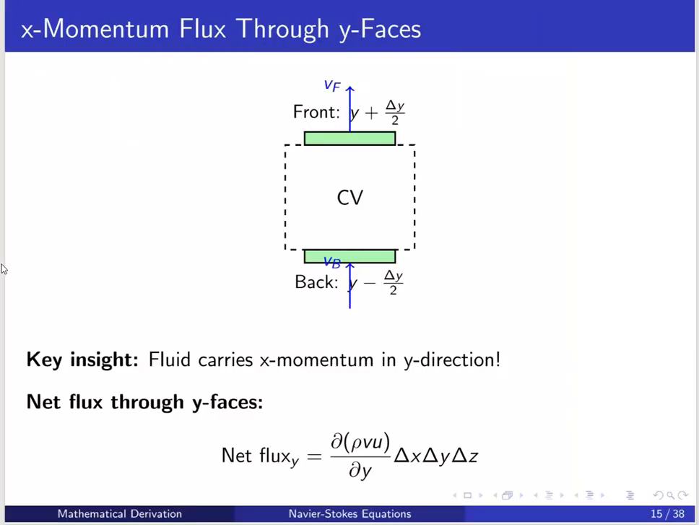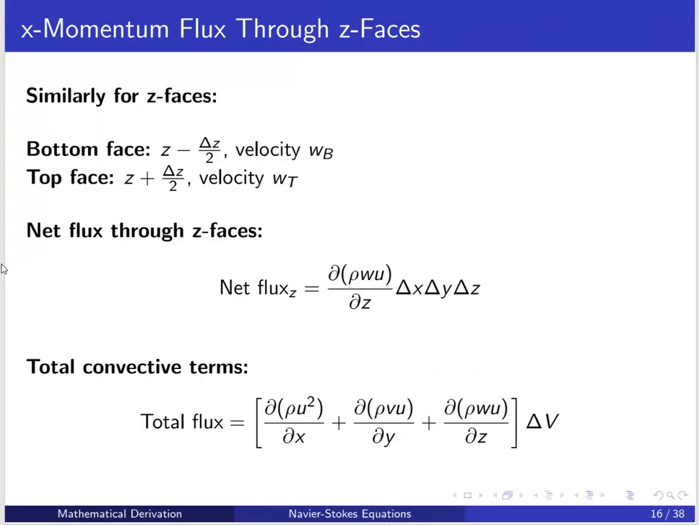Similarly, for the x momentum flux through the y faces, the net flux through the y faces will be ∂(ρvu)/∂y times Δx Δy Δz. And similarly for the z face, the net flux will be ∂(ρwu)/∂z times Δx Δy Δz. So the total convective term for x momentum flux will be ∂(ρu²)/∂x plus ∂(ρvu)/∂y plus ∂(ρwu)/∂z, into the volume.